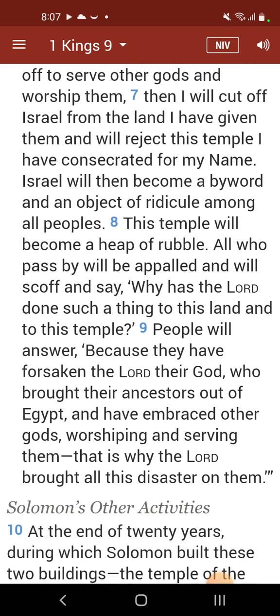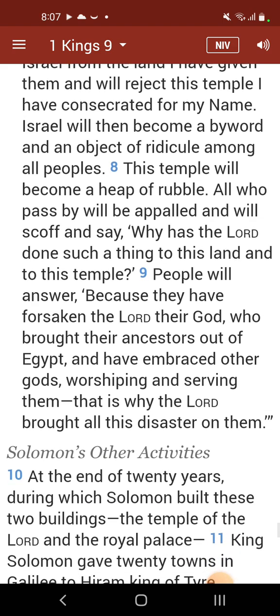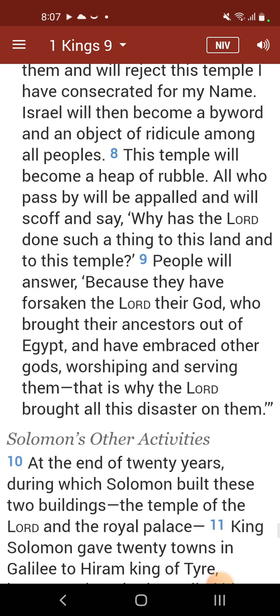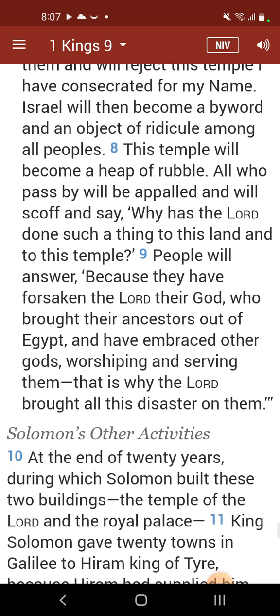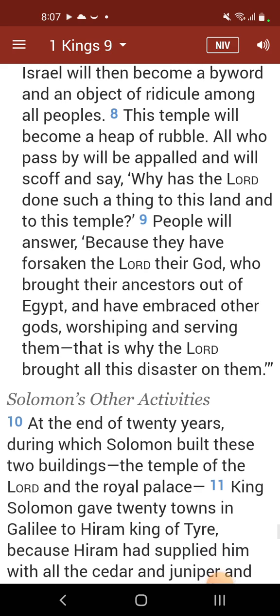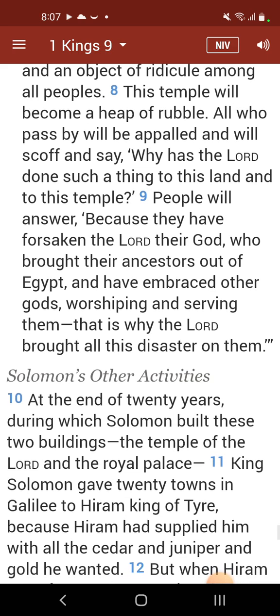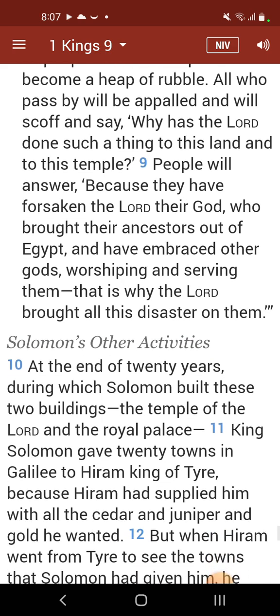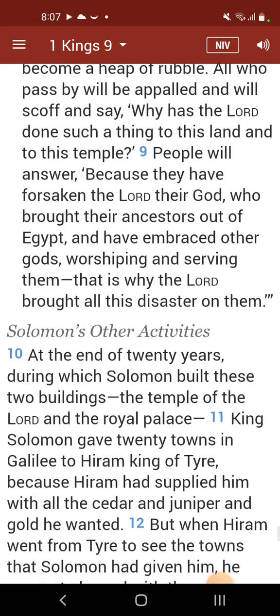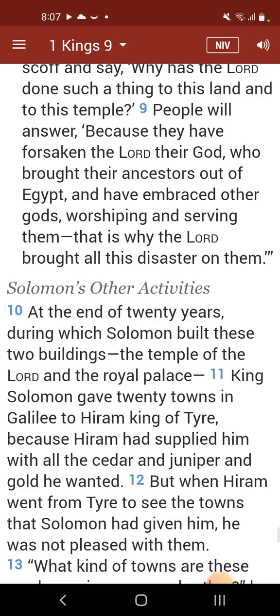All who pass by will be appalled and will scoff and say, why has the Lord done such a thing to this land and to this temple? People will answer, because they have forsaken the Lord their God, who brought their ancestors out of Egypt, and have embraced other gods, worshiping and serving them. That is why the Lord brought all this disaster on them.